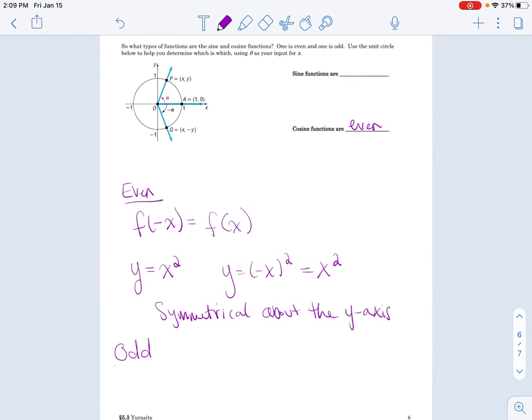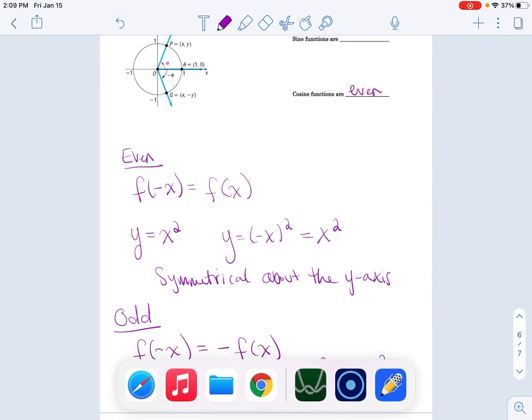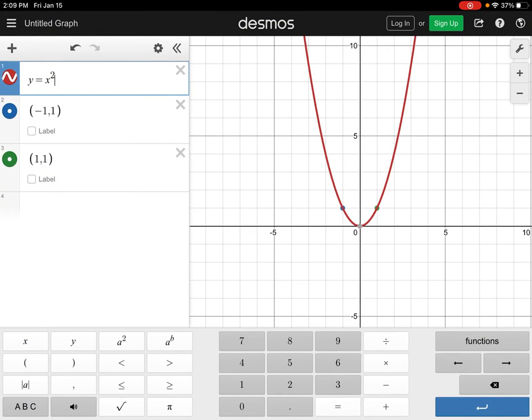Where the other function is odd. So you negate or make opposite the inside, it will affect the output. Oh, that's just my computer saying hi. So another example that I think you'd be familiar with would be x to the third. Well, if you negate your input, it will negate the output because a negative to the third power would remain negative. And let me go back to Desmos.